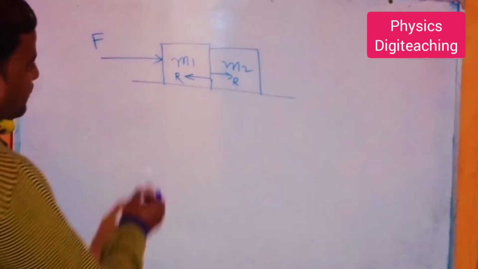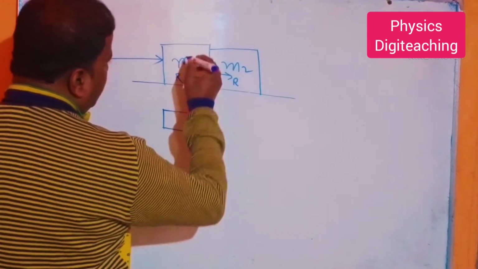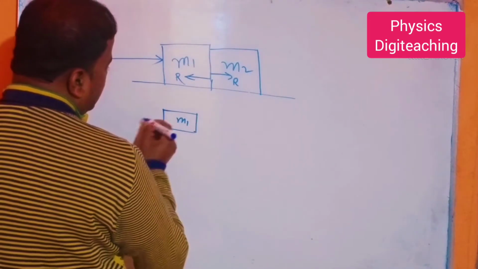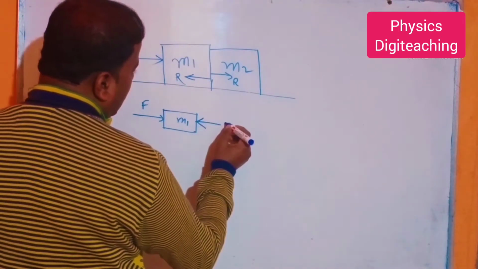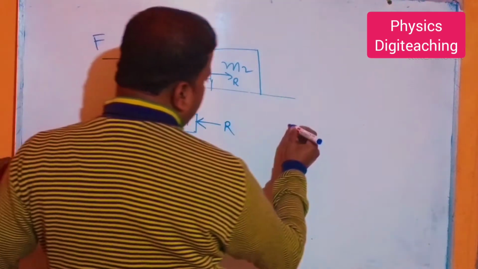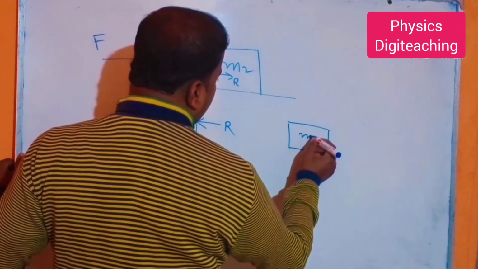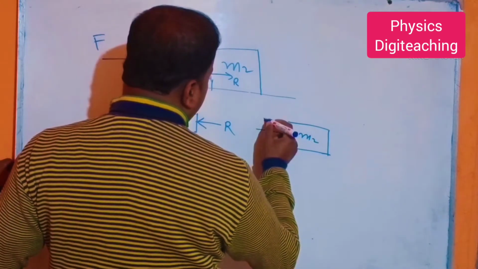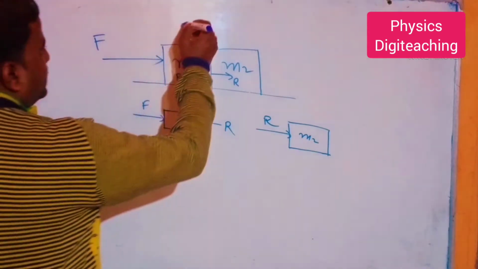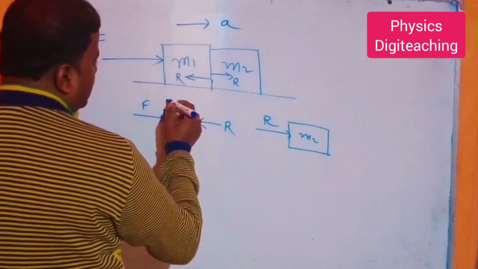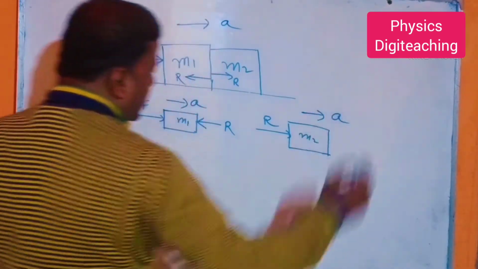If we draw a free body diagram, we see that on the mass m1 there are two forces, this is F and this is R. Similarly, in the free body diagram of m2, we see only the force R. The total system moves with acceleration A, therefore the acceleration of m2 is also A.